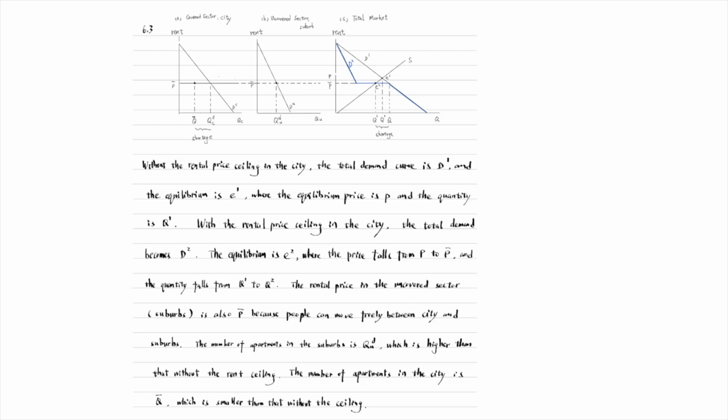There's a shortage of apartments in the city. In the long run, when more people move from city to suburbs, the suburbs rental price will go up, and the number of apartments there will become even higher.